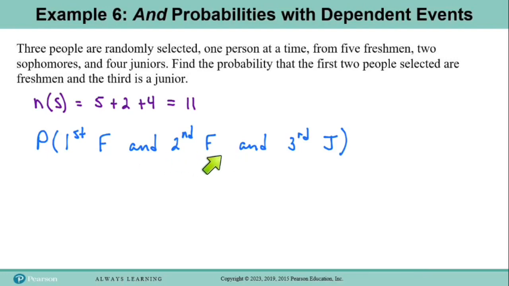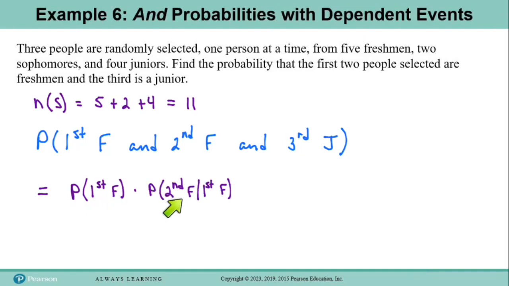And we know that the and translates to multiplication, but the probability of these last 2 events will change from what it was in the beginning depending on what happens with the first event. So we'll have to keep that in mind when we come up with the probabilities for these second 2 events. So we're going to be finding the probability that the first person is a freshman times the probability that the second person is a freshman given that the first one was, times the probability that the third one is a junior given that the first 2 were freshmen.